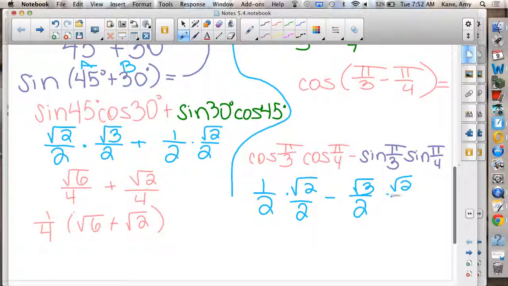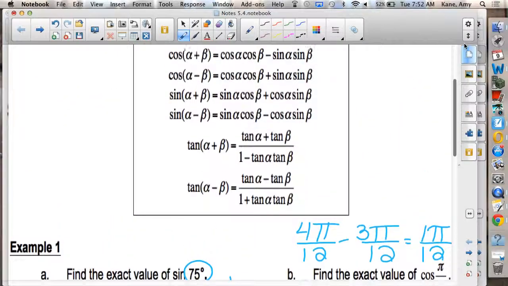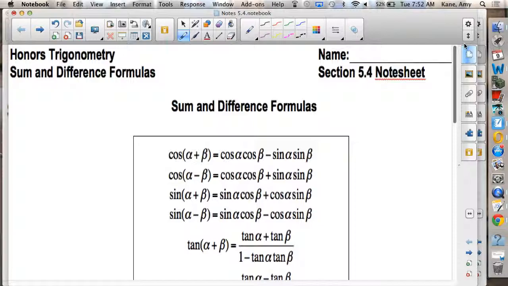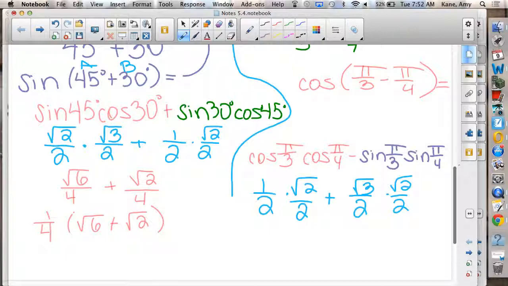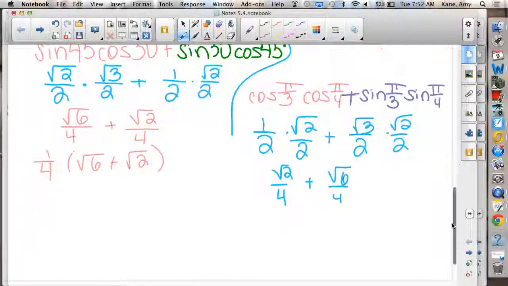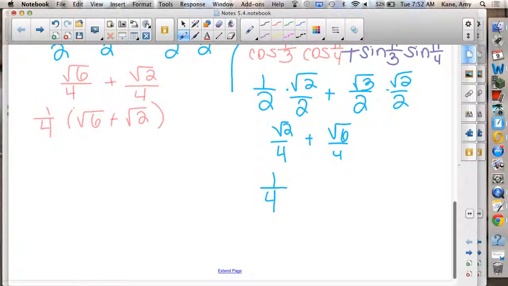Perfect. So all we did was I'm just using the sum. It should be addition here. You all used addition. You took the formula, plugged the numbers in, and then if you multiply them together, you end up with the square root of 2 over 4, the square root of 6 over 4, and then we can do the exact same thing we did to the other one. Pull out the 1/4, and you end up with the square root of 2 plus the square root of 6.